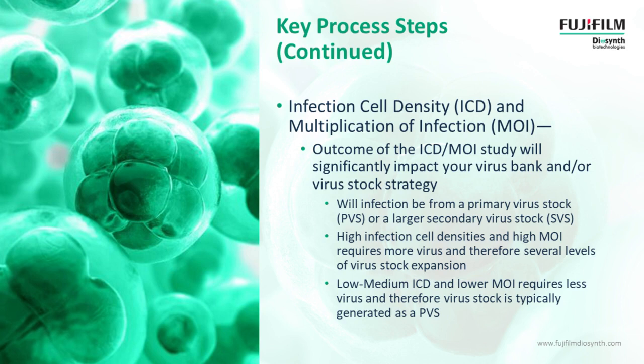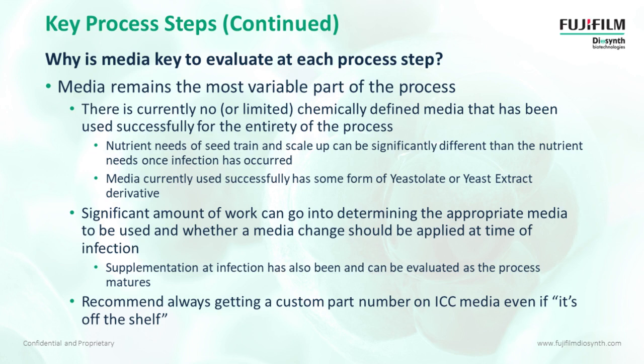And high infection cell densities and high MOIs require a lot more virus. And so then there will be several levels of viral stock expansion in order to be able to accommodate that sort of system. So a lot of this just plays into how you're going to manage your viral stock, and that is something of a long-term, high-level vision of how this is going to play in manufacturing. So that becomes a very important factor when you're scaling these processes to start looking into GMP manufacturing.